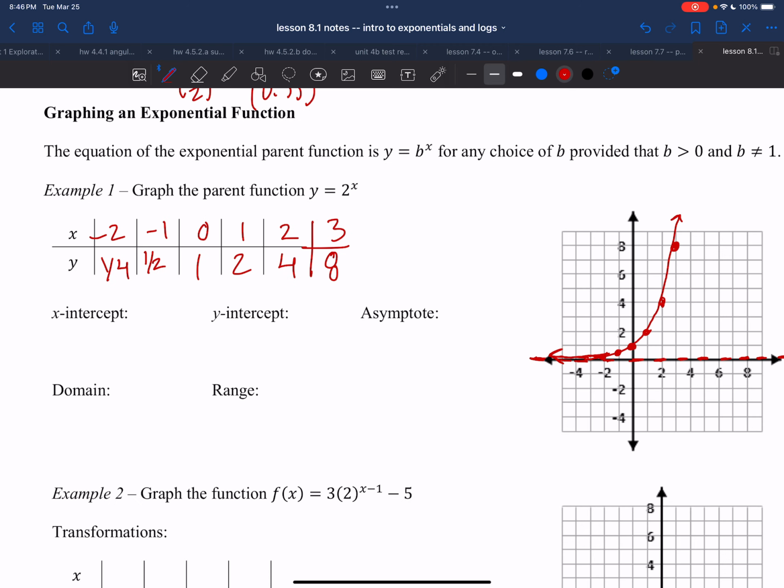Now, analyzing the basic characteristics, your x-intercept, well, you don't have one because you don't touch the horizontal asymptote. The y-intercept, we found that from the table. You always find the y-intercept by plugging in 0 for x. And the horizontal asymptote is the equation y equals 0. Looking at the graph, the domain is plotted for all real numbers. So we'll just go ahead and put a double R there.